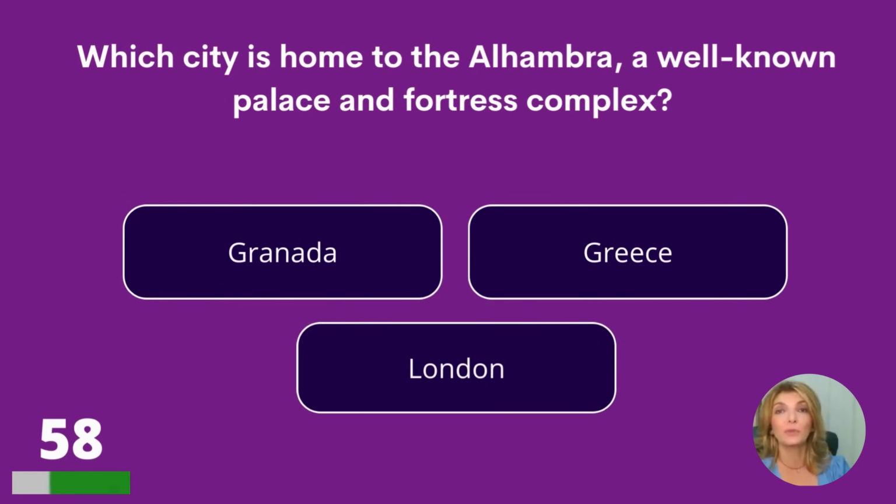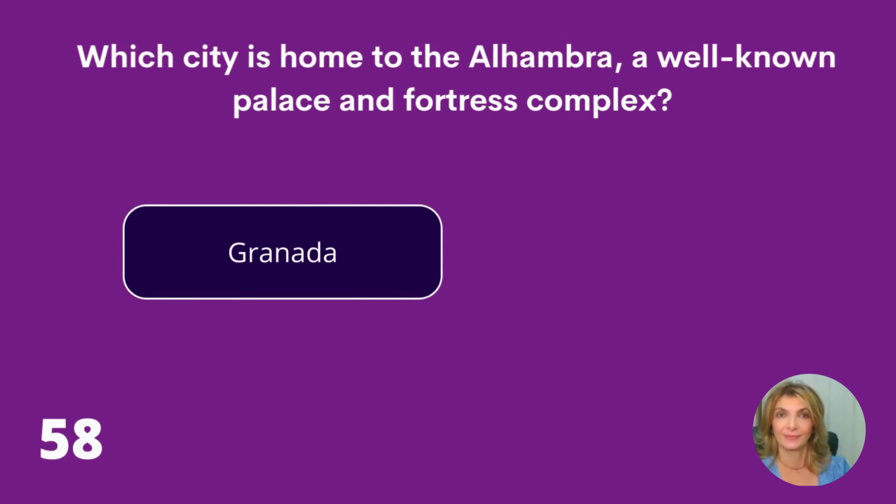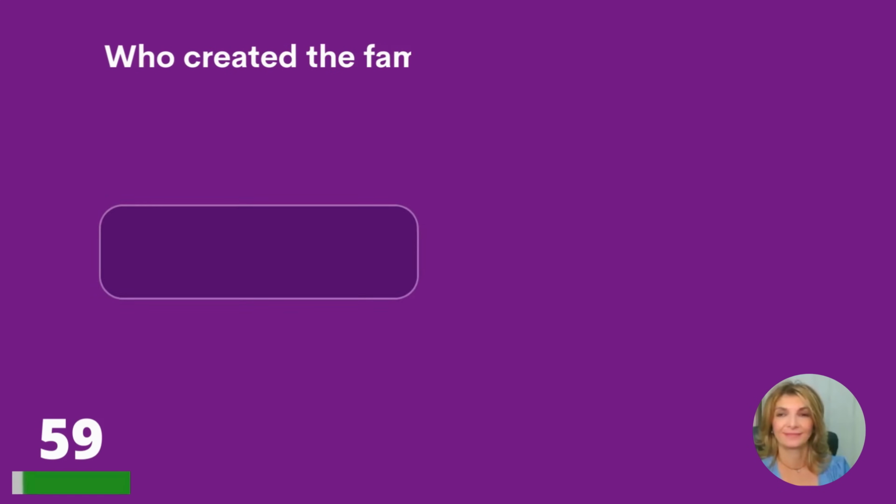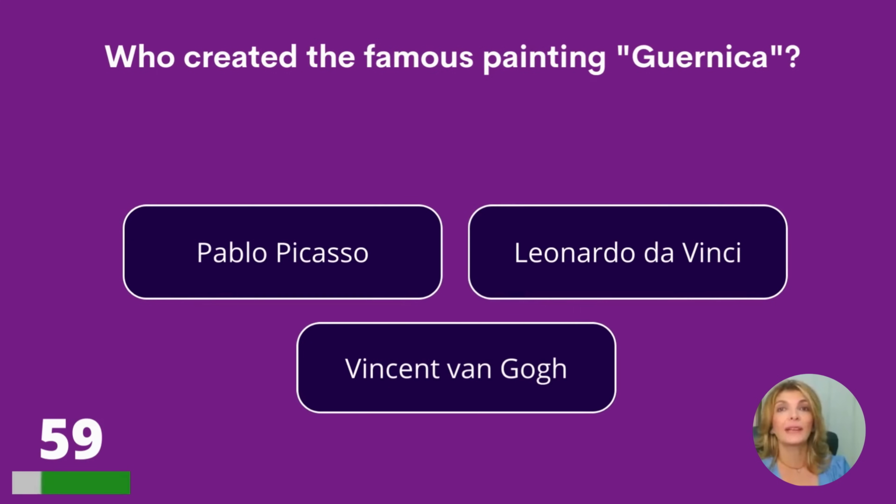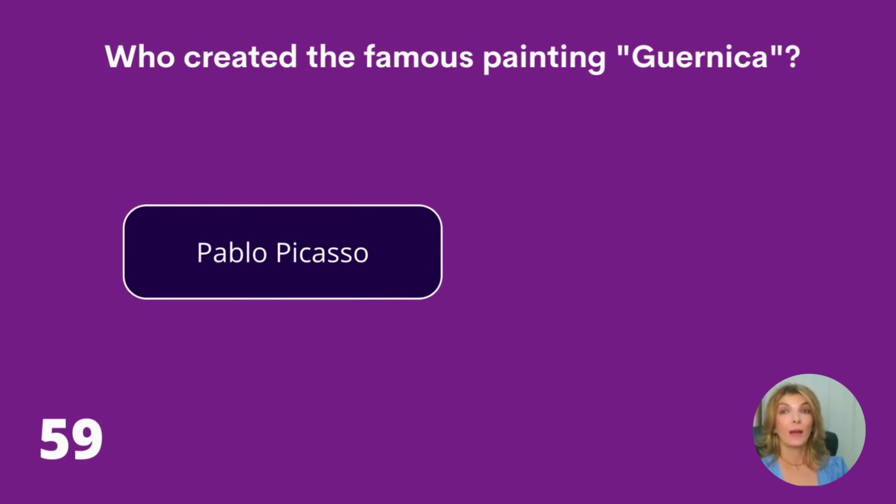Which city is home to the Alhambra, a well-known palace and fortress complex? Grenada, Greece, or London? Grenada. Who created the famous painting Guernica? Pablo Picasso, Leonardo da Vinci, or Vincent van Gogh? Pablo Picasso.